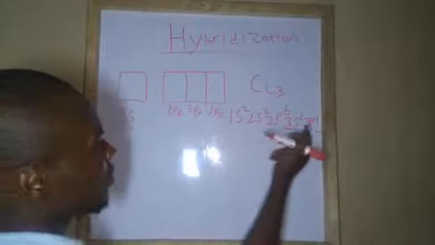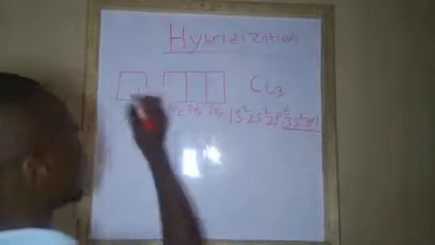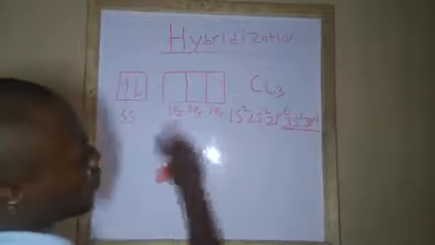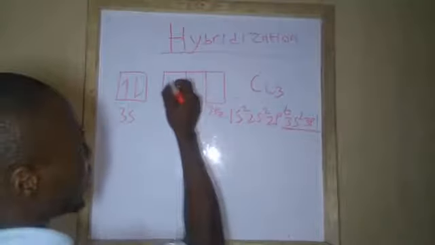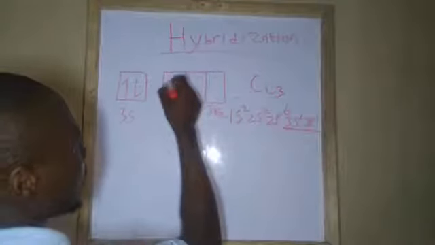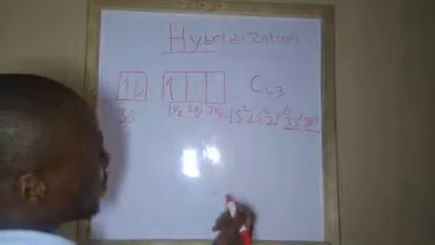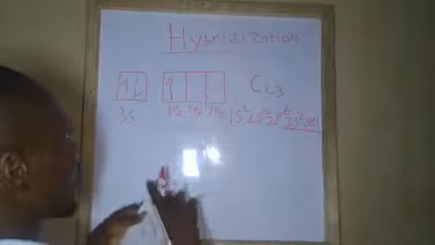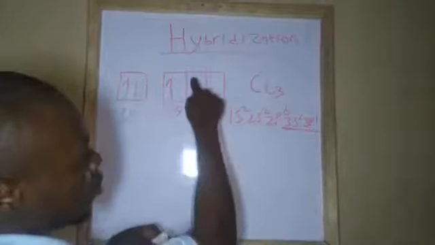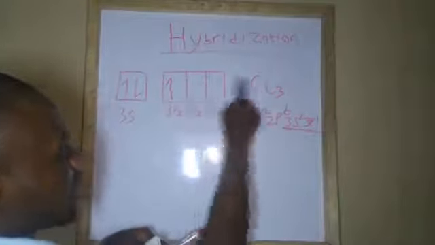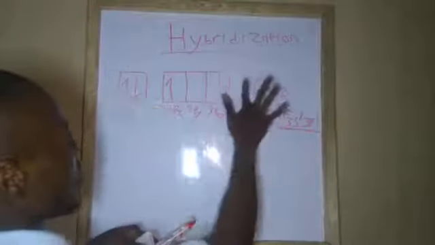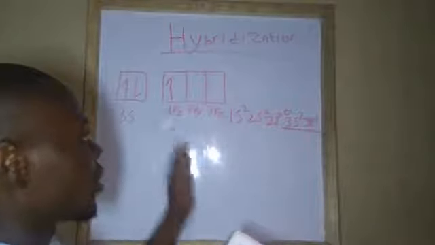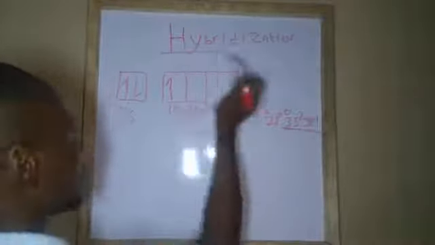This is it: 3s has 2 electrons, and 3p has 1 electron. Put it that way. Normally, if you want to do it, you will have to promote 1 electron here. Then the chlorine will now bond to it. But this is the secret. In order to be able to do it fast, what you do is this.